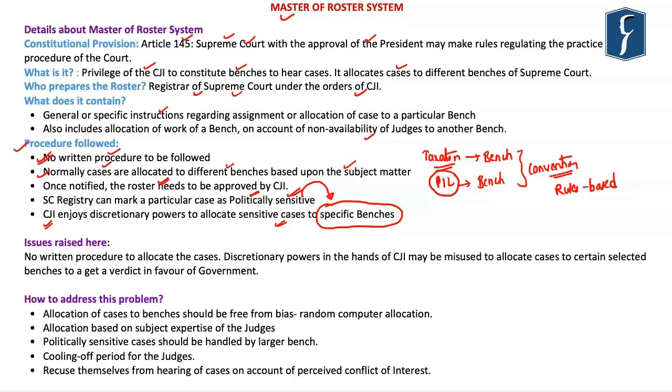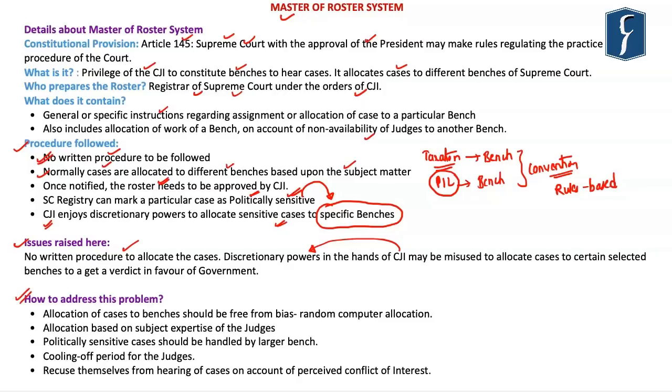So, this in a way undermines the independence of the judiciary. This promotes the formation of an executive court rather than a rights-based court, and more importantly, this leads to erosion of trust as well as confidence of the people in the functioning of the Indian judiciary. So the main issue which is raised with respect to the Master of Roster system is that there is no written procedure to allocate the cases, and the Chief Justice of India in turn enjoys huge discretionary powers which in a way may be misused.